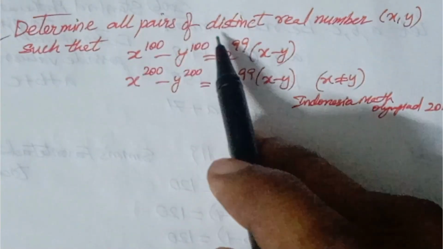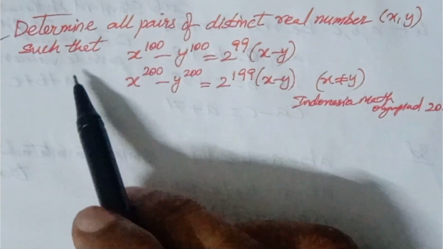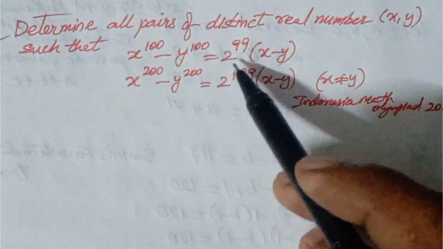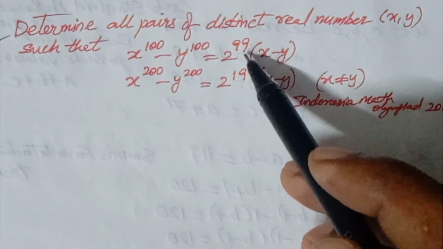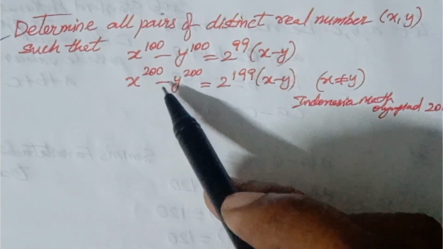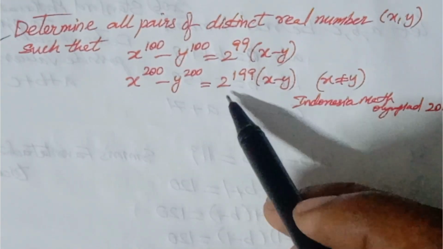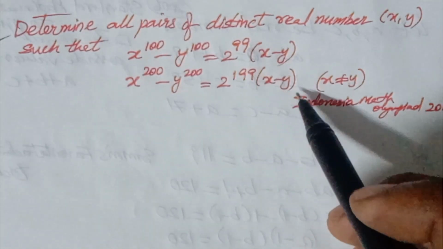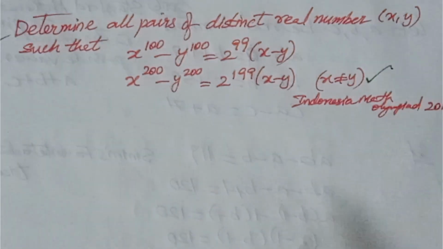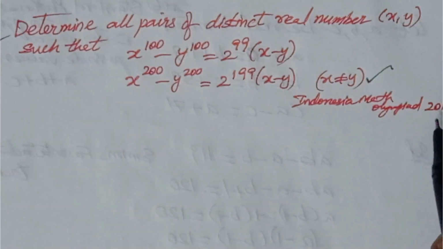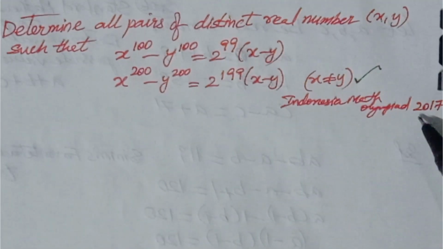The question is given now. Determine all pairs of distinct real numbers x, y such that x to the power of 100 minus y to the power of 100 is equal to 2 power 99 into (x minus y), and x to the power of 200 minus y to the power of 200 is equal to 2 power 199 into (x minus y), and x is not equal to y. The question is from the Indonesian Math Olympiad in the year 2017.